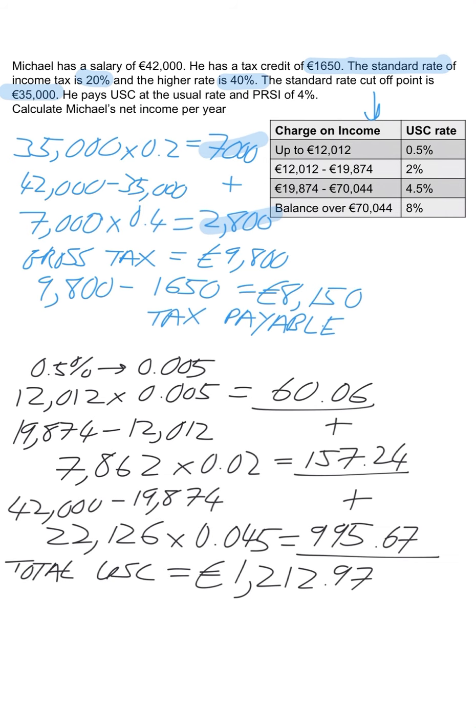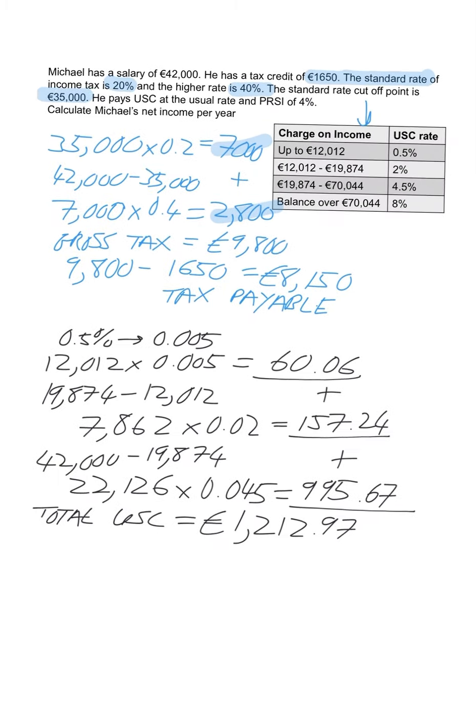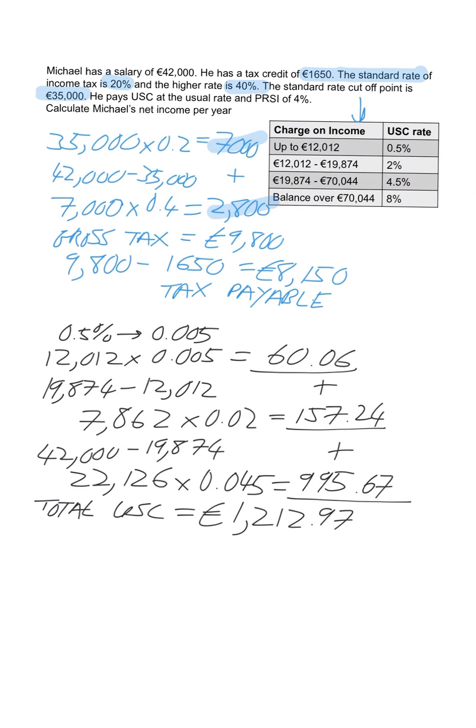Okay, so now we've dealt with the income tax, we've dealt with the USC. The last thing we need to deal with is the PRSI. And it's PRSI of 4%. So that's of the total income. So that'll be 42,000 times 0.04. And that is equal to 1,680. And that is the PRSI.